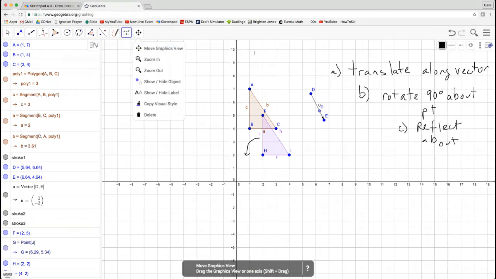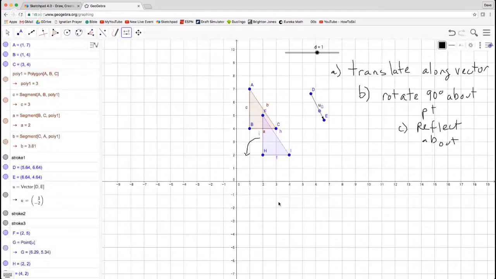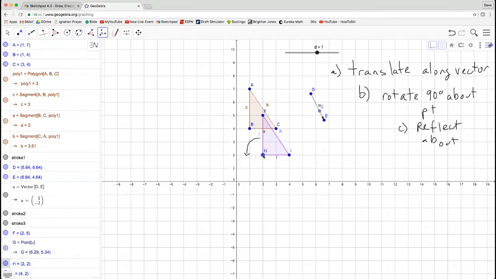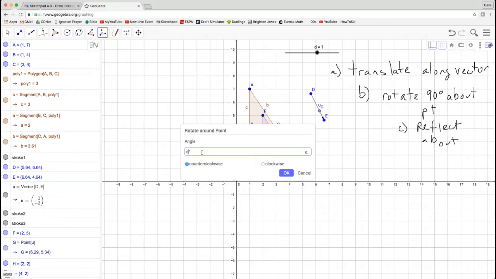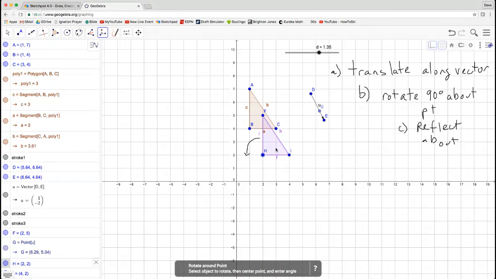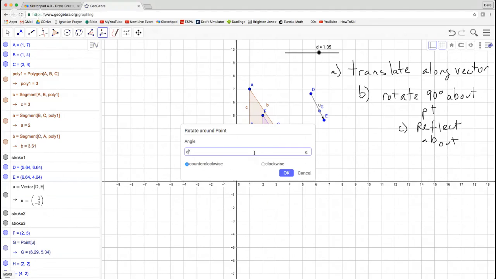Okay, so let's watch how this works. So first of all, I'm going to make a slider because it's always easiest to see when we deal with sliders. So now I'm going to say we're going to rotate about a point. So we're going to rotate this object about point H, and we're going to use the slider D to define what we do. Whoops, what happened here? Wait, let's do that again. Rotate about a point. We're going to rotate H, rotate around a point. Boom, D.